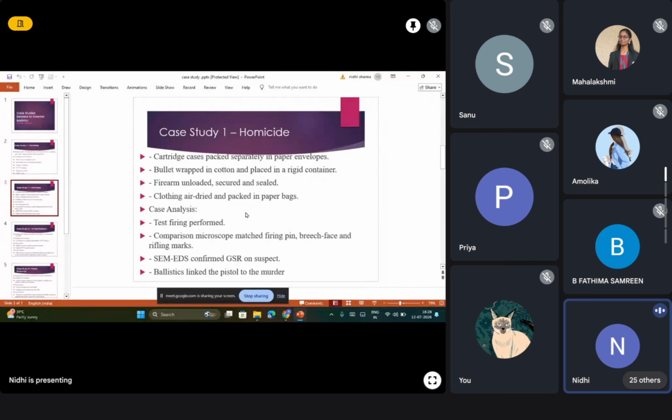Now, why are we putting this bullet in cotton? Why are we not keeping it as it is? Yesterday only we have studied. To protect its striations, yes, and it is placed in a rigid container. Even when we are doing test firing, we do it in cotton, because cotton does not give the bullet extra marks. It will just preserve the striations.